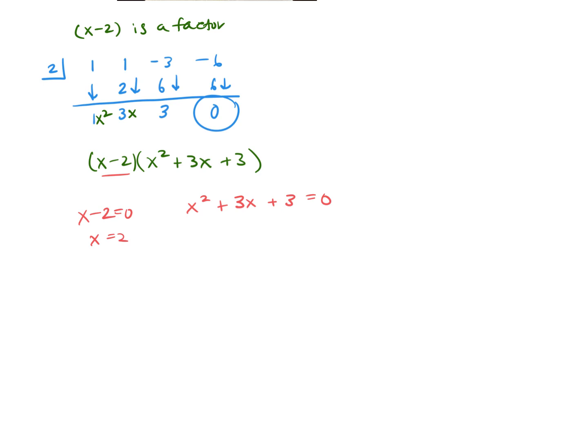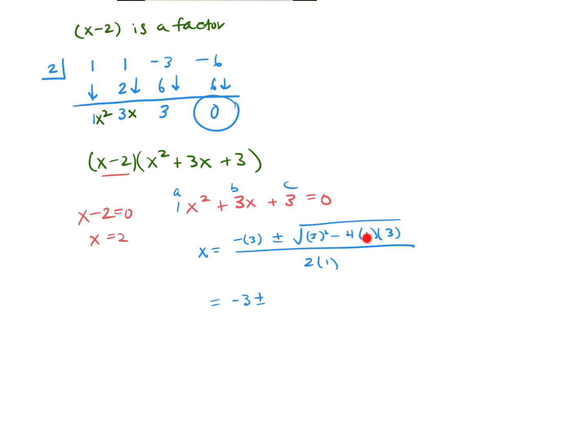So how do we solve a quadratic equation that we can't factor? How about if we use the quadratic formula? x equals negative b plus or minus the square root of b squared minus 4ac all over 2a. Okay, so there's my a, b, c. a is 1, b is 3, c is 3. So x equals negative 3 plus or minus the square root of b squared minus 4 times a times c all over 2a.